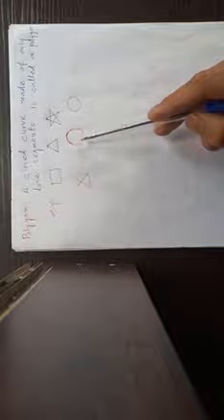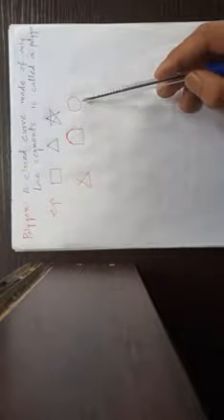Here, this figure is made of only line segments but it's not closed, so this is not a polygon. Here, this is a closed figure but it is not made of only line segments. This is not a line segment. So this is also a closed figure but not made of line segments. So these three are not polygons. These three are polygons.